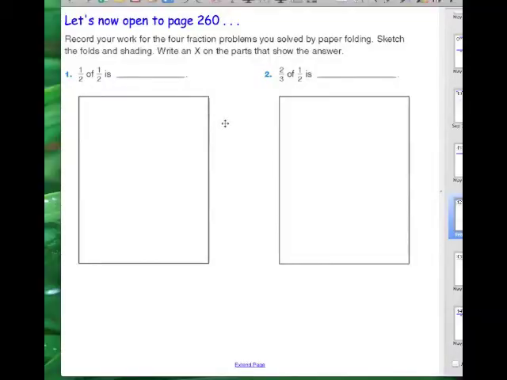All right, now let's open to page 260. Record your work for the next 4 fraction problems you solved by paper folding. Sketch the folds and the shading. Write X's on the parts to show the answer.